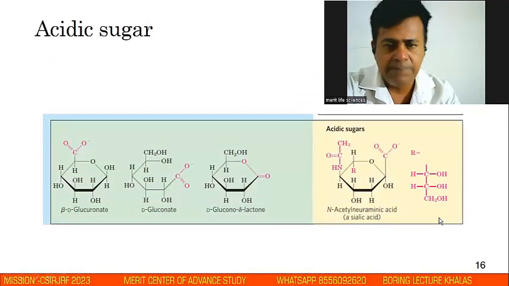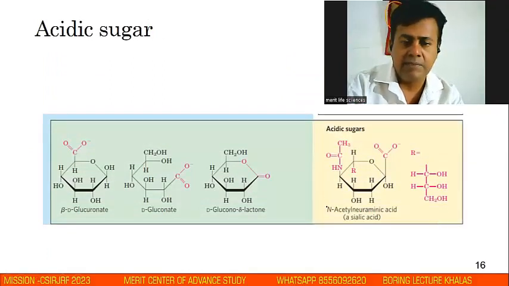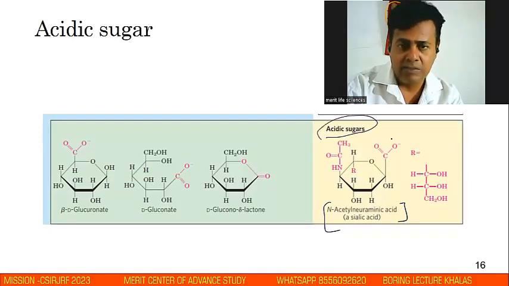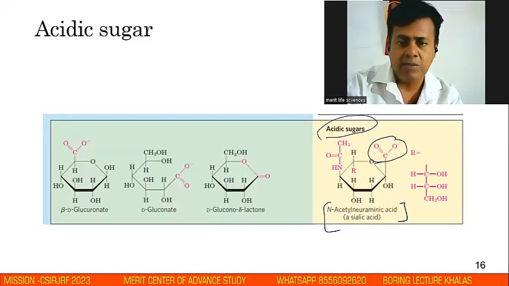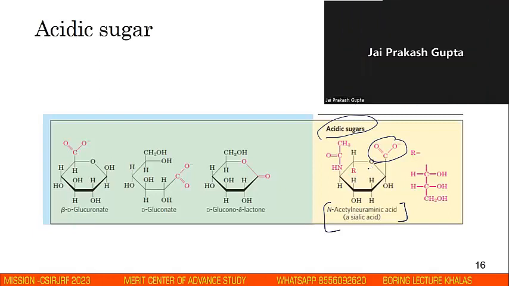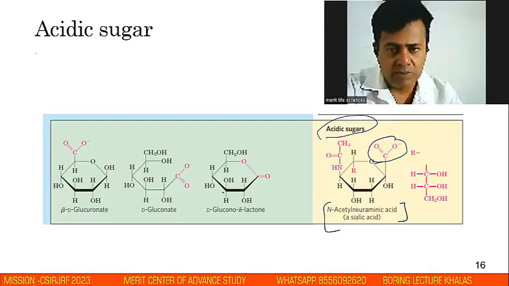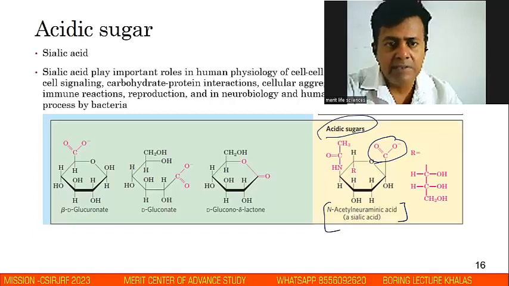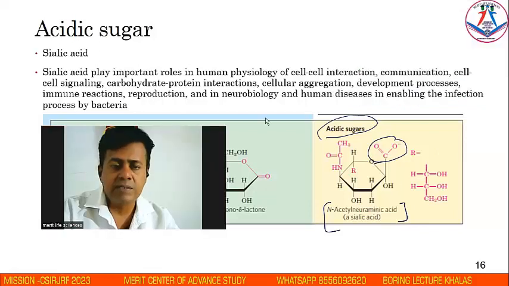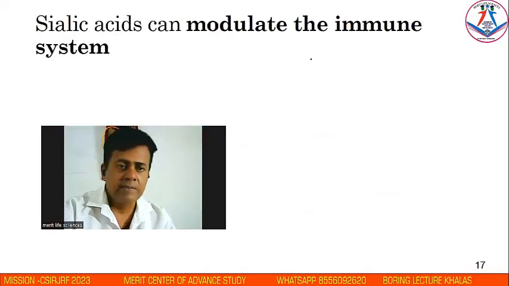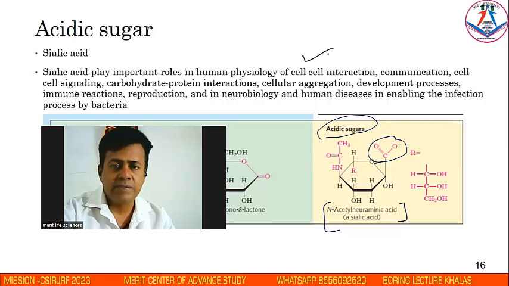What is the acidic sugar? Sialic acid. Sialic acid is a very good example of an acidic sugar. Why is this sugar acidic? Because you can see it has a carboxyl group. So it is called an acidic sugar. Sialic acid is very important for various functional roles in human physiology, like cell to cell interaction. How is cell to cell interaction happening? They interact because of the presence of sialic acid.